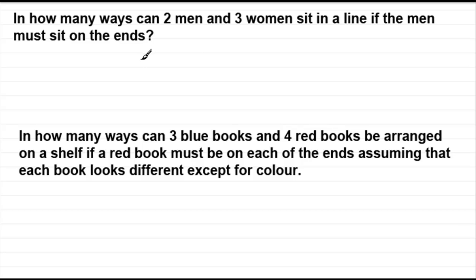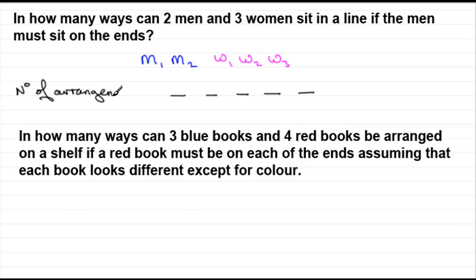Well, what I'd want to do is write down our 2 men as M1 and M2 and 3 women as woman 1, woman 2 and woman 3, so I can distinguish the 5 items. And then I would most probably draw out something like this as the seats. And I'm looking for the number of ways that they can sit in these seats, the number of arrangements. So how many ways can the end seats be filled? They've got to be filled by the 2 men.